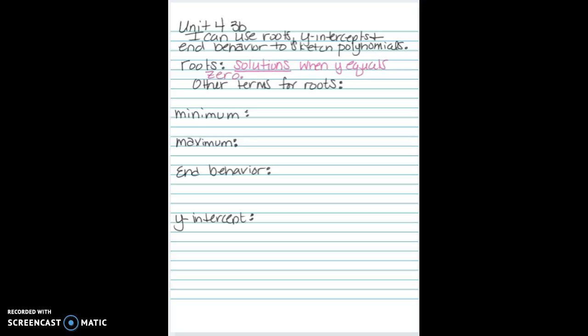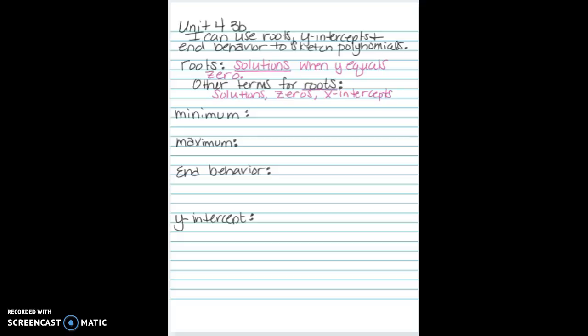Okay. There are other terms for roots as well. There's roots, there's solutions. We also call them zeros. Roots are also called zeros because the y value is equal to 0, and because the y value is equal to 0, they are also x-intercepts.